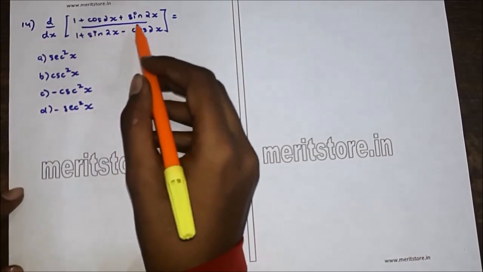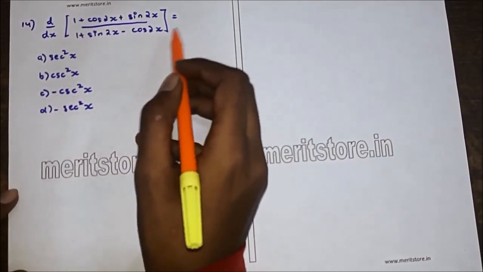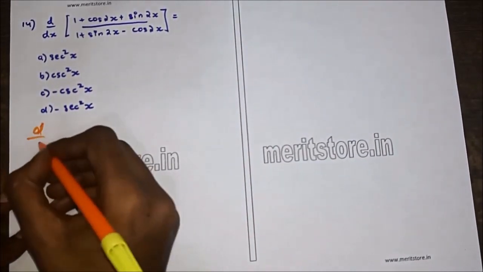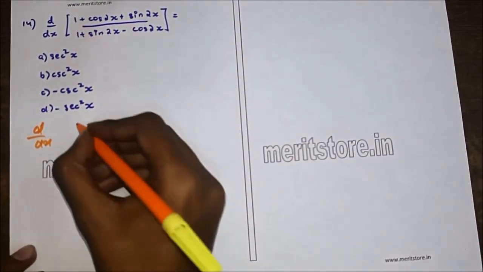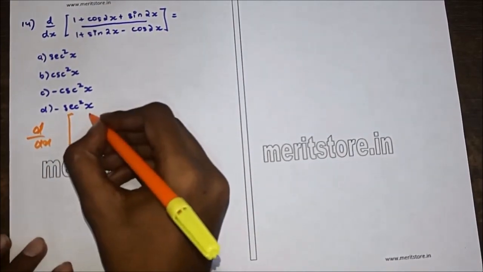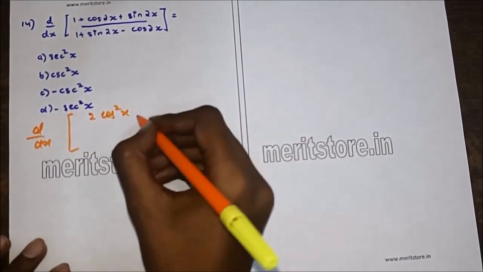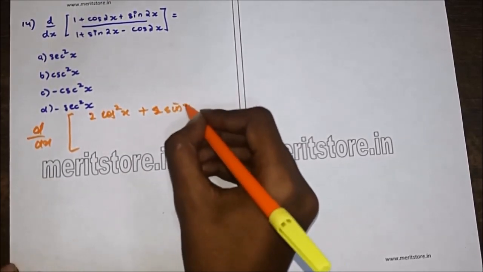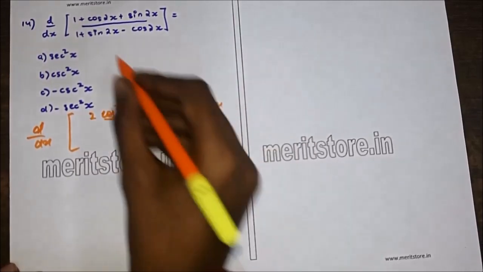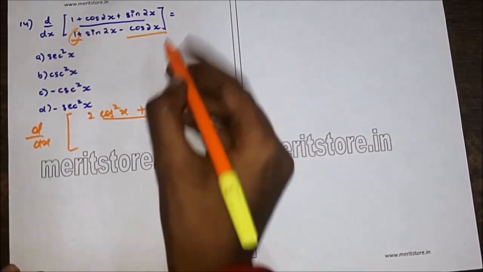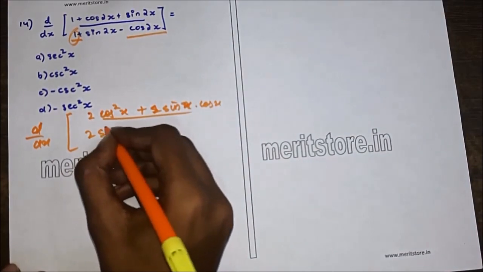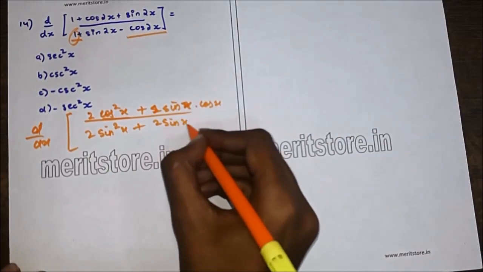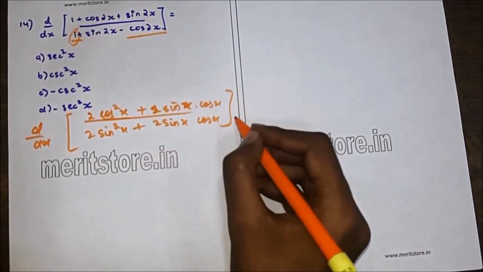Differentiation of (1 plus cos 2x plus sin 2x) upon (1 plus sin 2x minus cos 2x) is, these are the options. So now d by dx of, 1 plus cos 2x can be written as 2 cos square x, and sin 2x is 2 sin x cos x. Similarly, the denominator can be written as 1 minus cos 2x, which is 2 sin square x, plus again sin 2x is 2 sin x cos x.